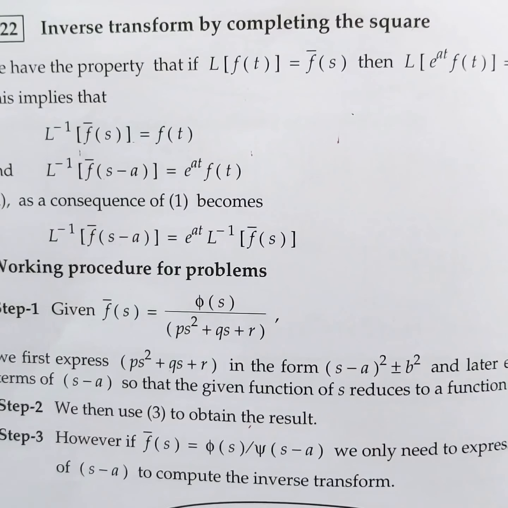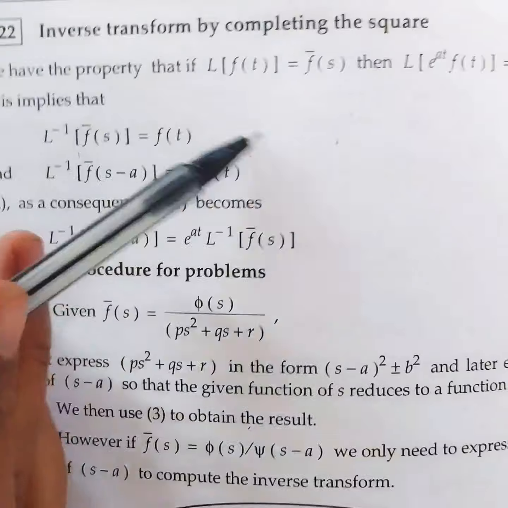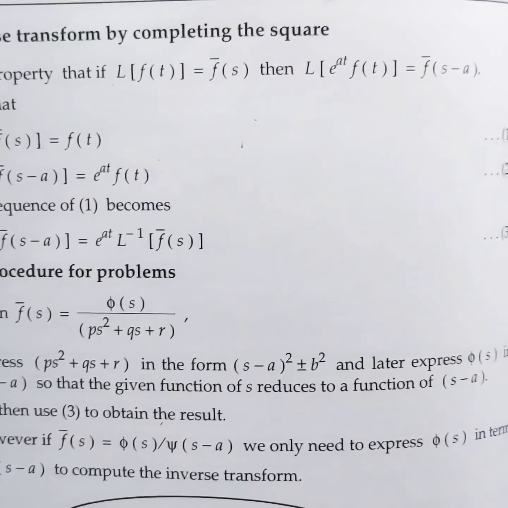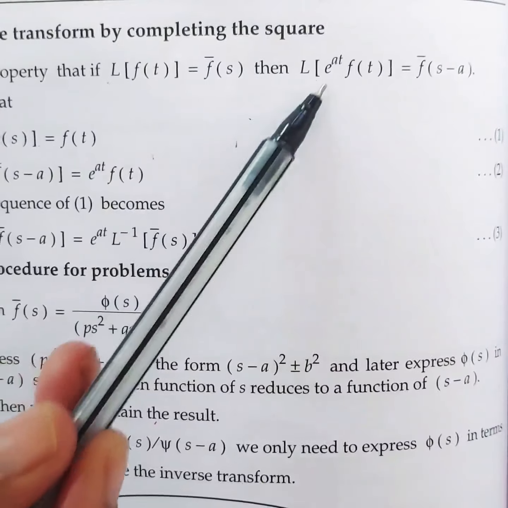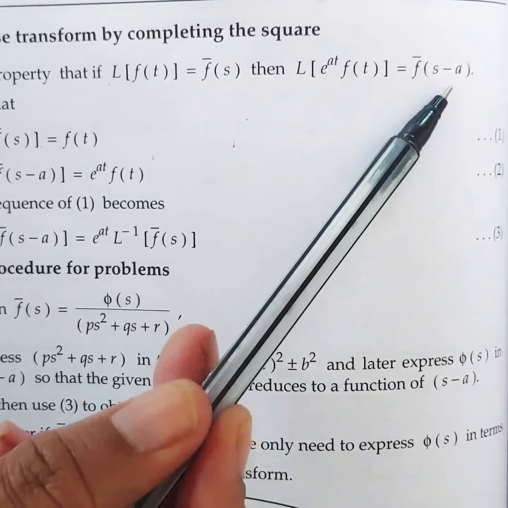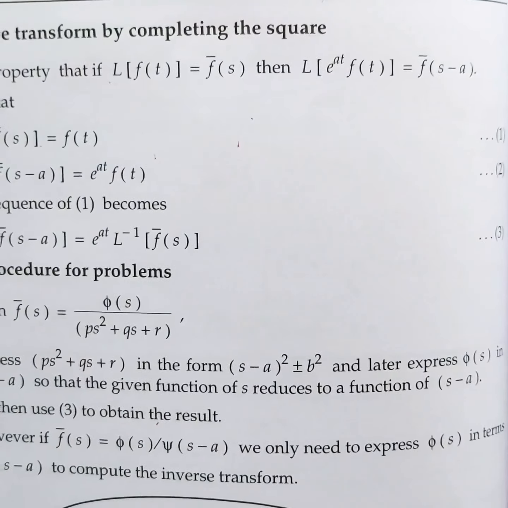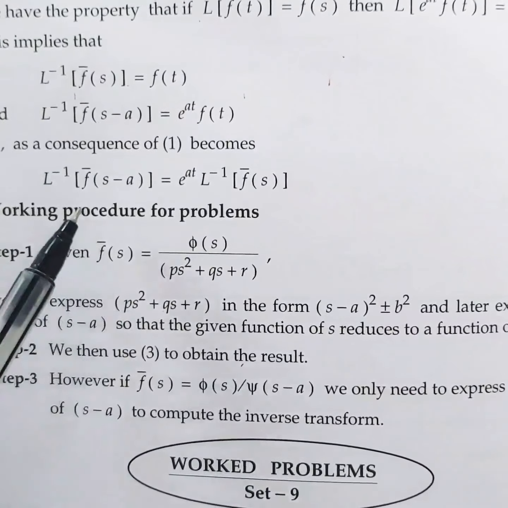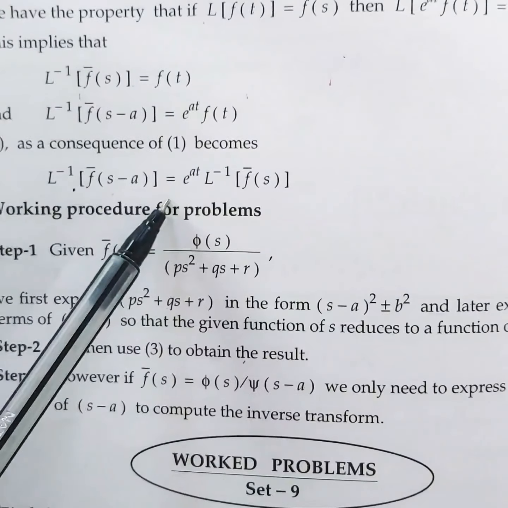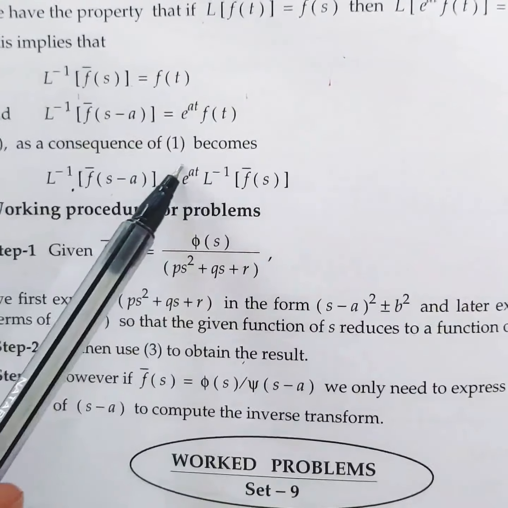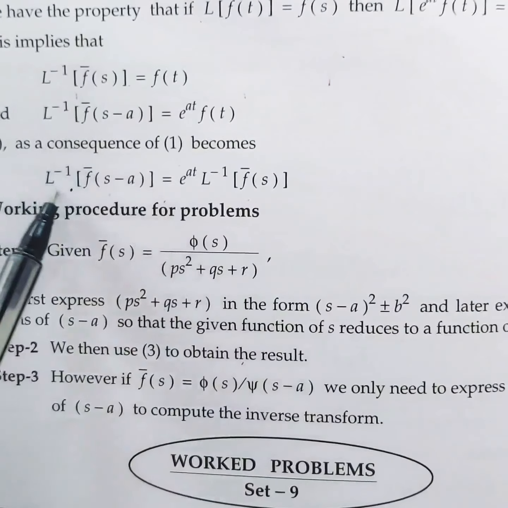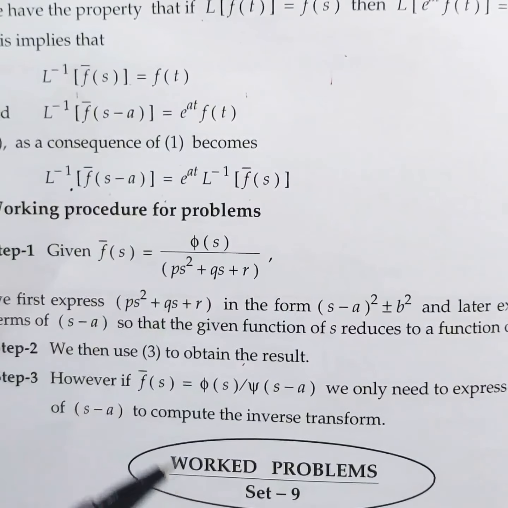Now let's see. Already we know this property. If Laplace of f of t is equal to f bar of s, then Laplace of e power at f of t is f bar of s minus a. We know this, right? Same property we are going to use for inverse. I am saying L inverse of f bar of s minus a is equal to e power at into L inverse of f bar of s. You can note this down. We will be using this in the problems.